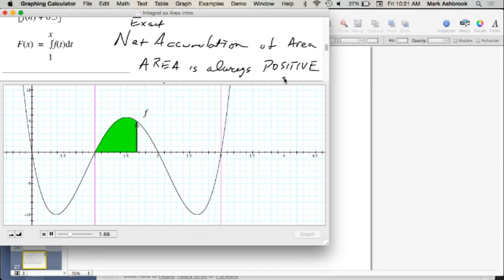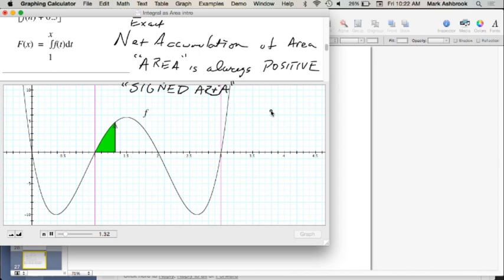Does this make sense? You need to distinguish between area and what we're going to call signed area. If it was area, then we would have added both areas. If you truly want the area function, not the signed area function, you would be adding the area of the green region plus the area of the gray region if you were at 3. So it would be positive, positive if you were doing a true area function. We'll talk about that in a second. So let's just focus on signed area.